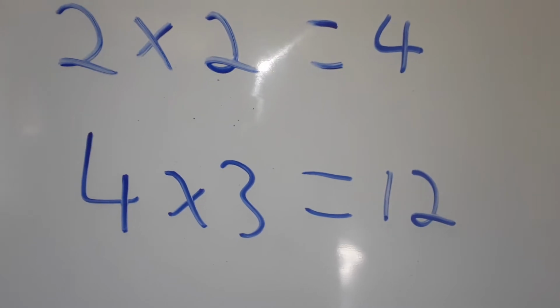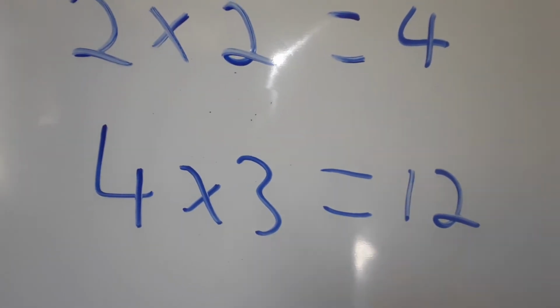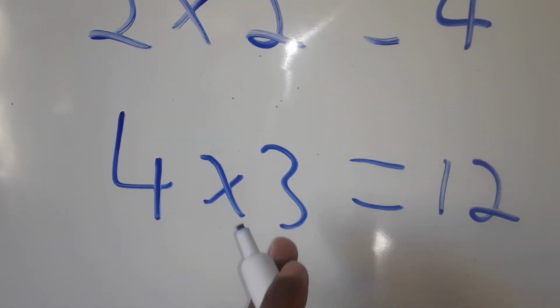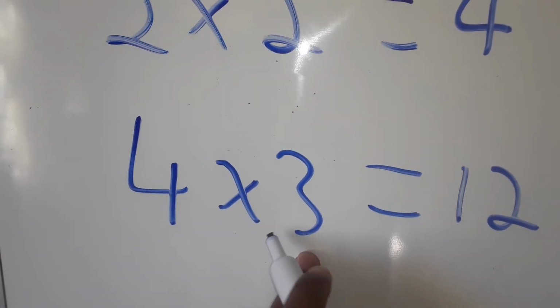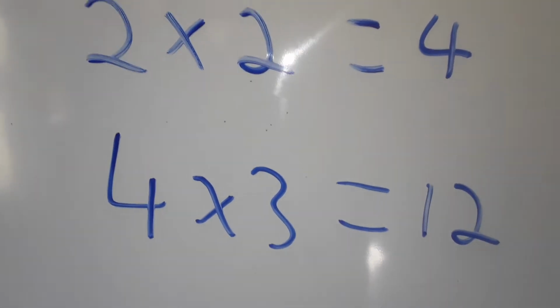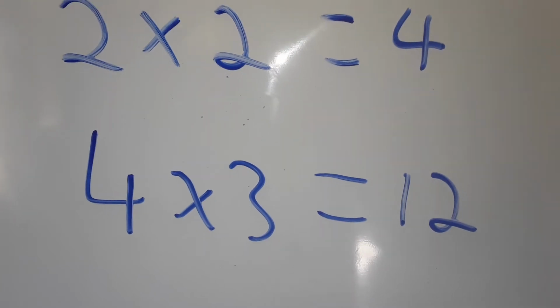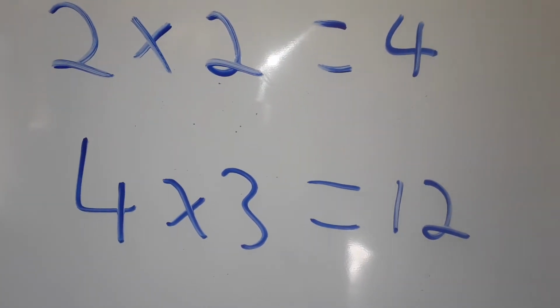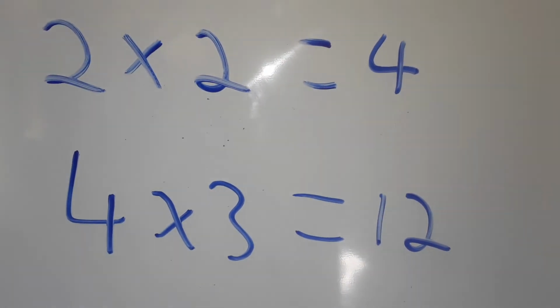Which means you repeat 4 3 times, or you repeat 3 4 times. So it's going to give you 12. 3, 6, 9, 12. When you repeat 3 4 times, it gives you 12.